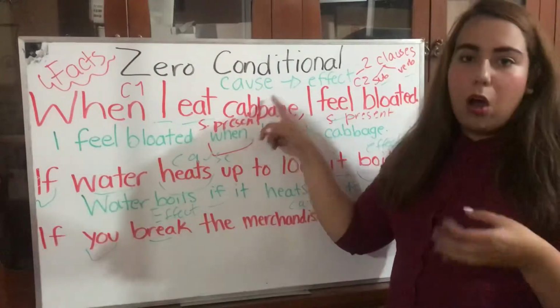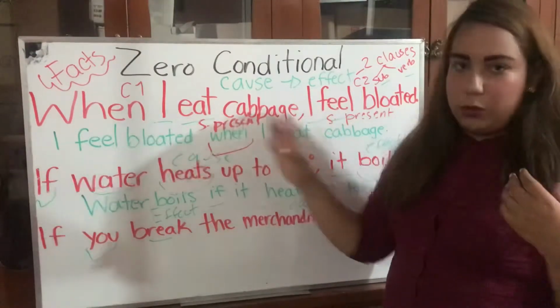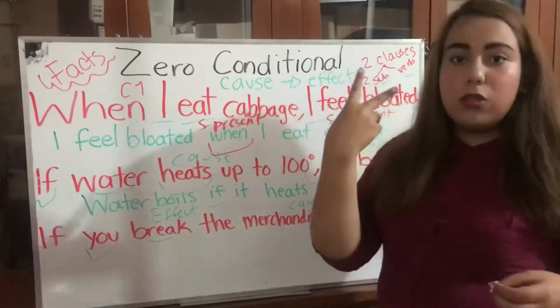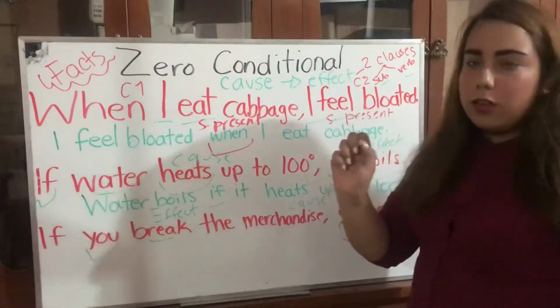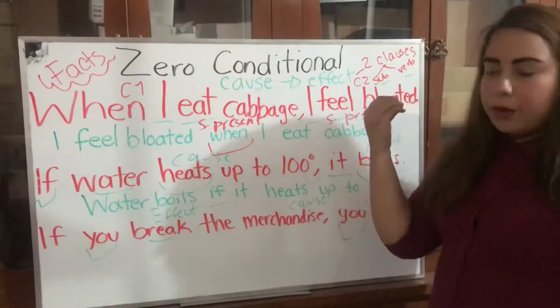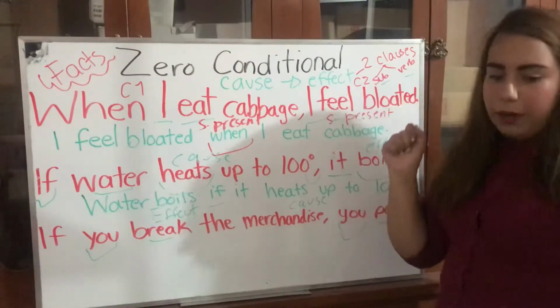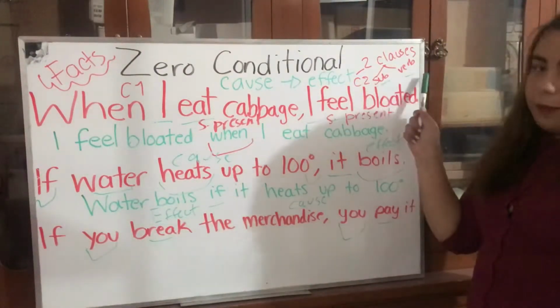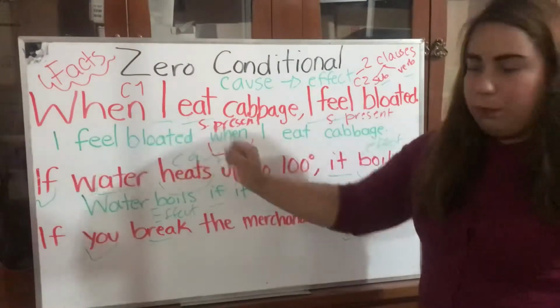Y como tenemos cause and effect en nuestra oración, in our sentence, we will have two clauses, dos clauses. En cada clause... bueno, una clause es como una oración, pero tiene sujeto y verbo, ¿va? Ok, veamos. Two clauses, subject and verb.